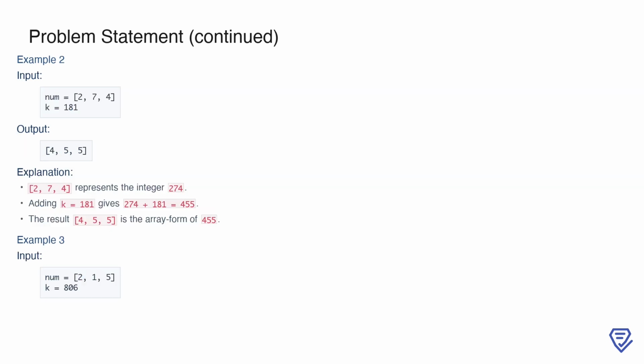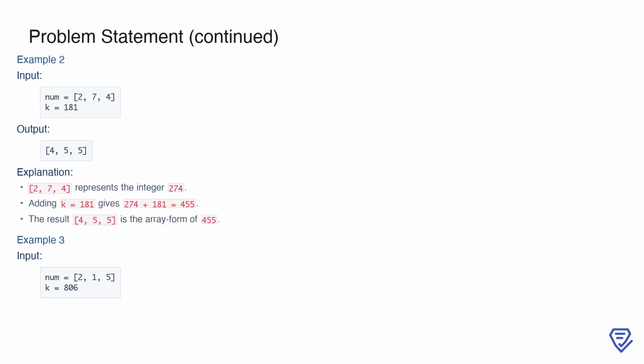Here's another example to illustrate the concept further. If the input array number is 2, 7, 4, it represents the integer 274, and k is 181. When we add 274 and 181, we get 455. The output is 4, 5, 5, which is the array form of the resulting sum.